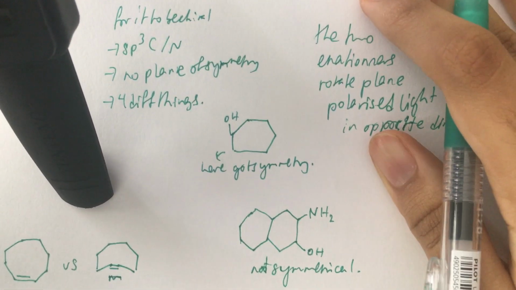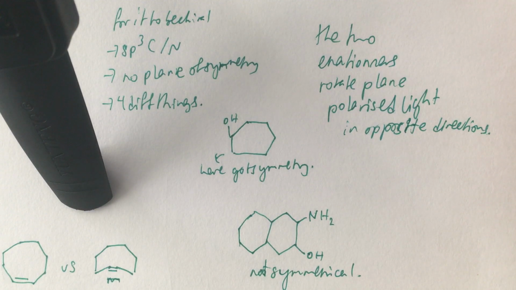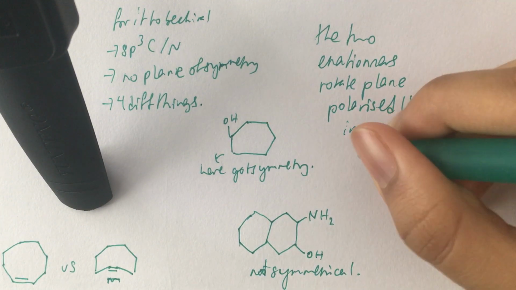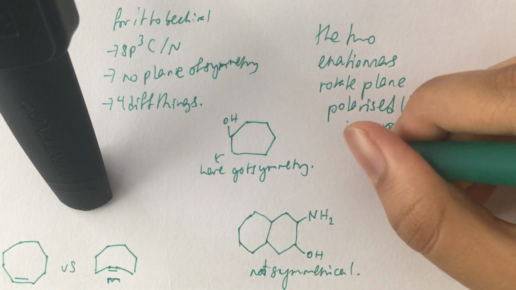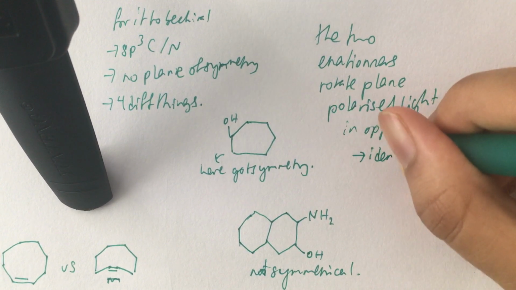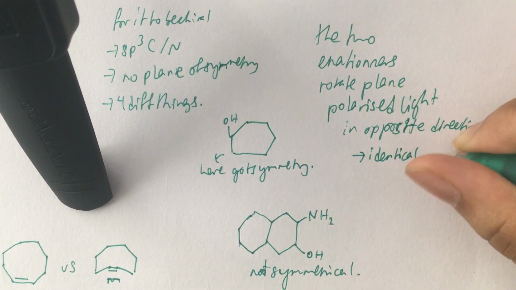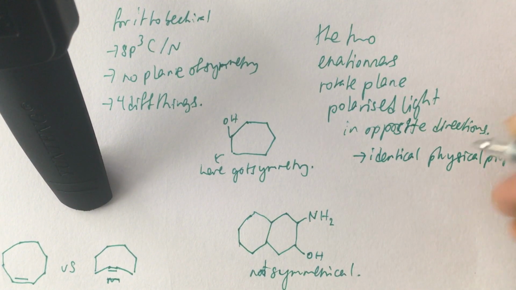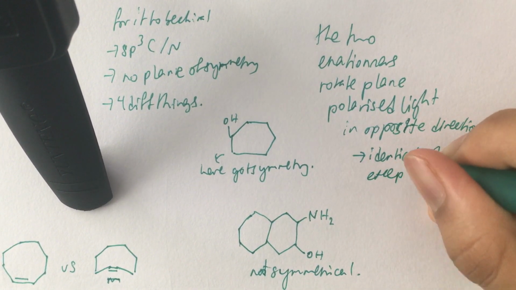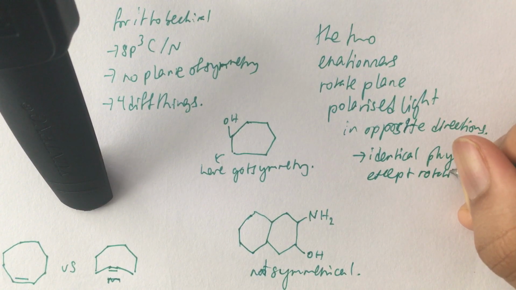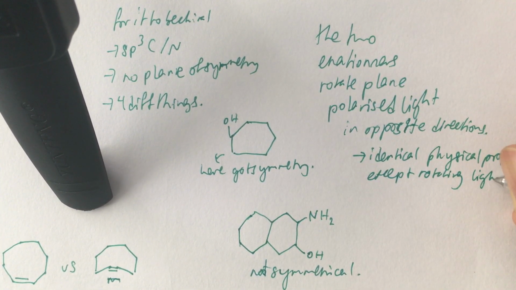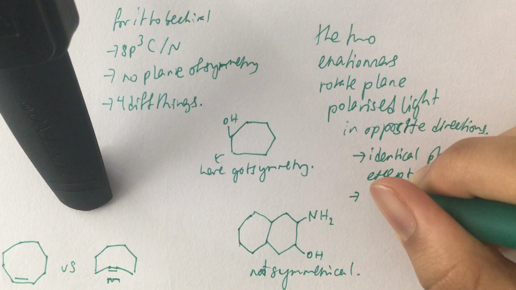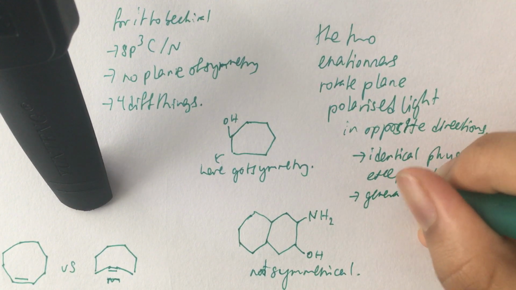Okay, next one is recognize that enantiomers have identical chemical properties as well. The first one is that they have identical physical properties, but they also have identical chemical properties, except in the way that they interact with another chiral molecule. Okay, what this means is probably related to the shape of the molecule and how they can interact with each other.